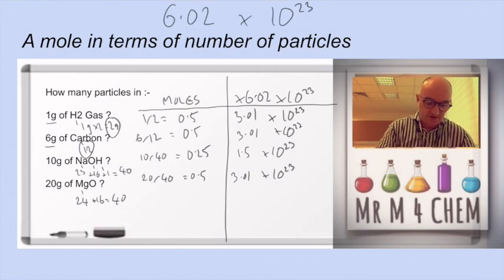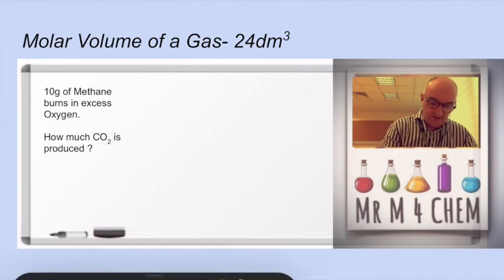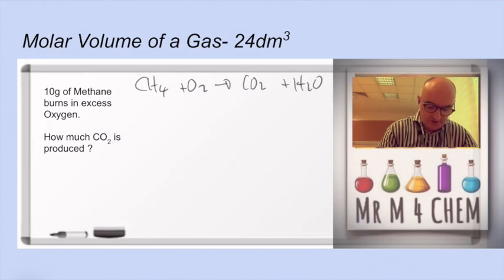Another little factoid is that 1 mole of any gas, doesn't matter what gas it is, has a volume of 24 decimeters cubed. So we're asking about methane here. We've got methane, which is CH4. They will give you the formula for that in the question. CO2 plus H2O. First of all, does it balance? 1 carbon, 4 hydrogens, 2 hydrogens. No, we need to have double that.